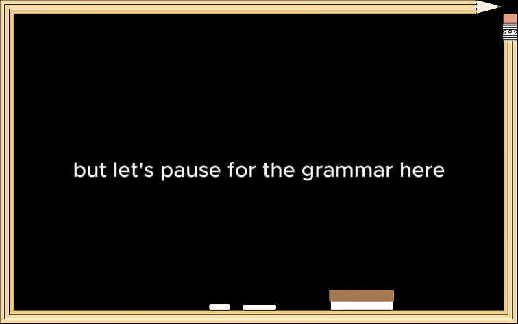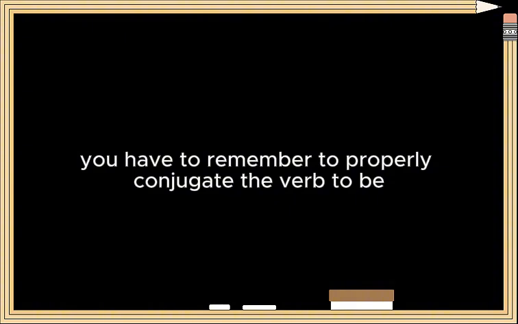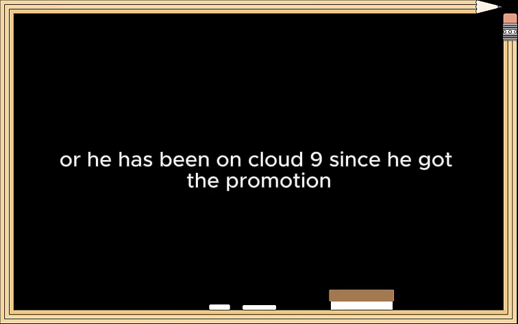But let's pause for the grammar here. This is an important one. It is. You have to remember to properly conjugate the verb to be. It is never I cloud 9. Right. It's always I am on cloud 9, or he has been on cloud 9 since he got the promotion.